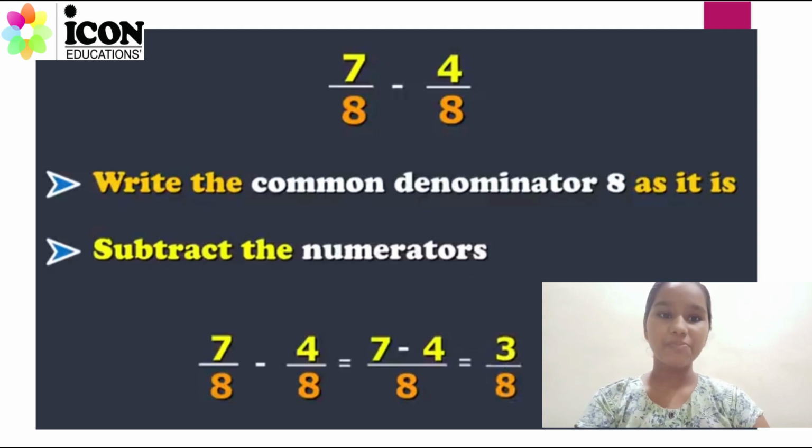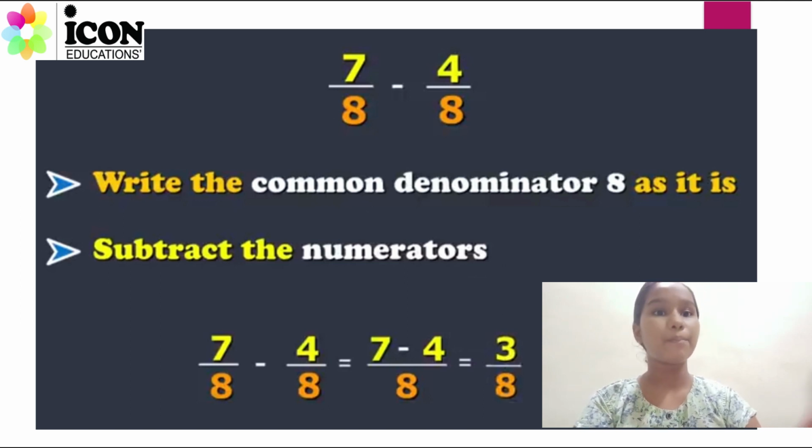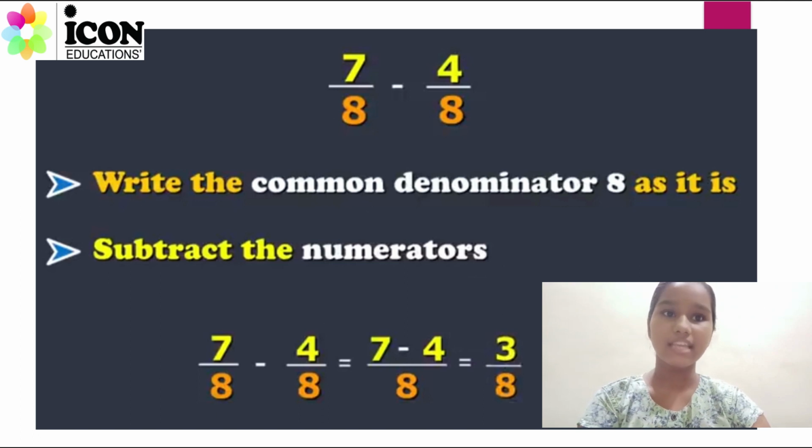7 upon 8 minus 4 upon 8. This is a very easy sum because the denominators are already equal. So the thing we need to do is we need to subtract 4 from 7. 7 minus 4 is 3 and the denominator, which is 8, we will write as it is and the answer comes to 3 by 8.